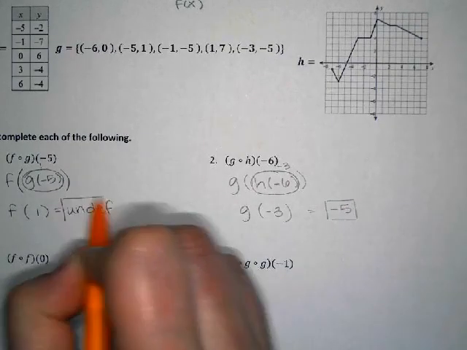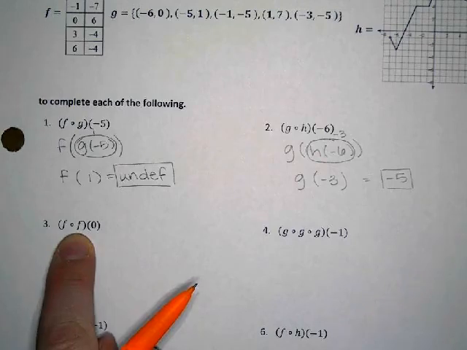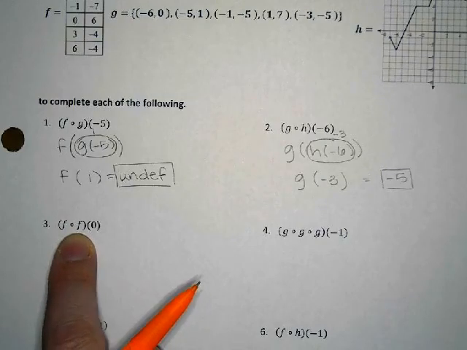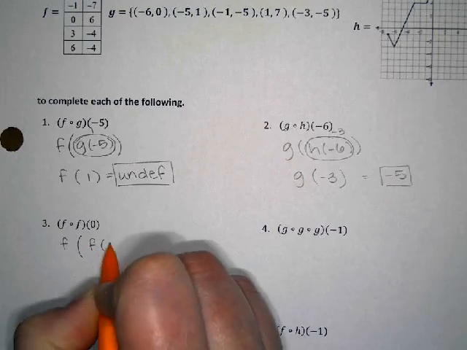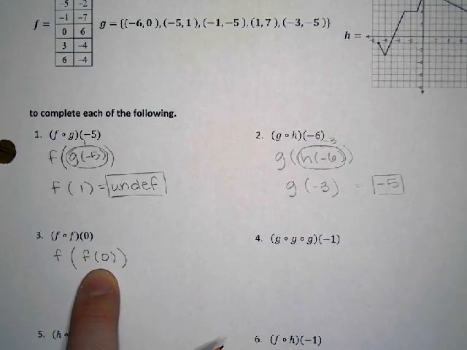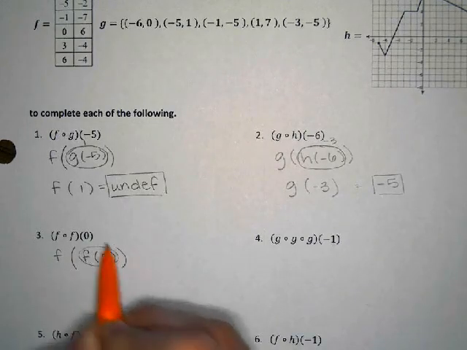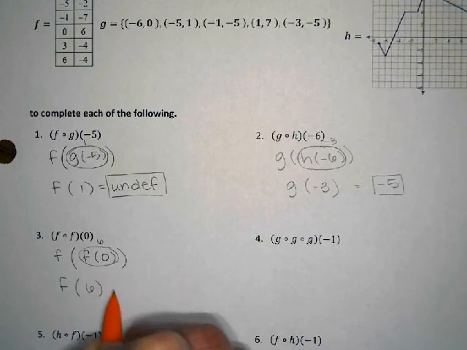Okay, this one, it says f of f. That means you're taking the function and plugging it into itself. So f of f, f of itself. So we're going to find f of 0, which is what? 6. Okay, so f of 0 is 6. And now we're going to do f of 6, which is -4.